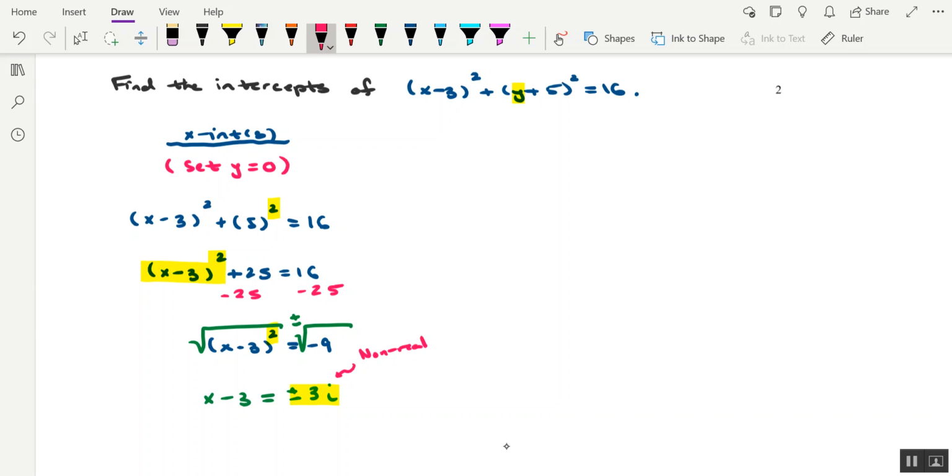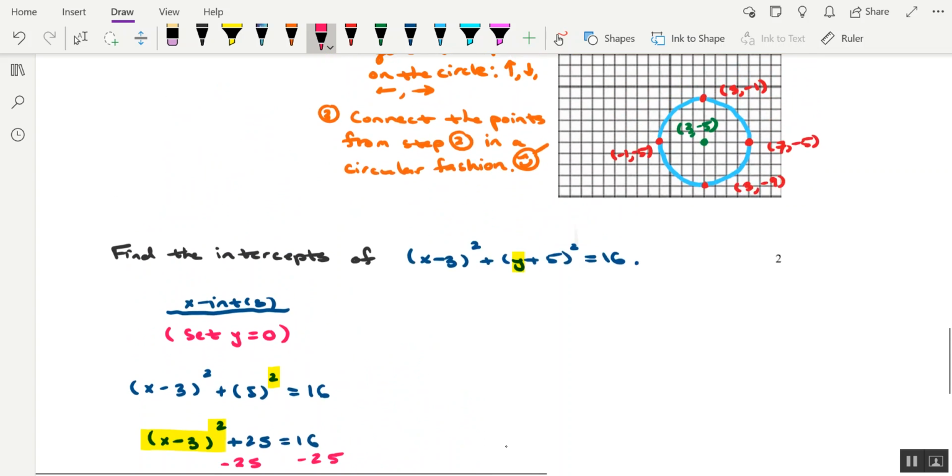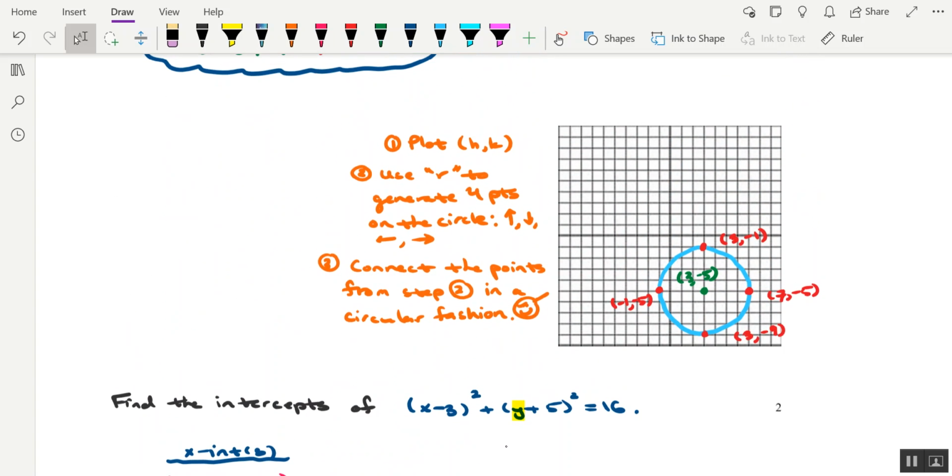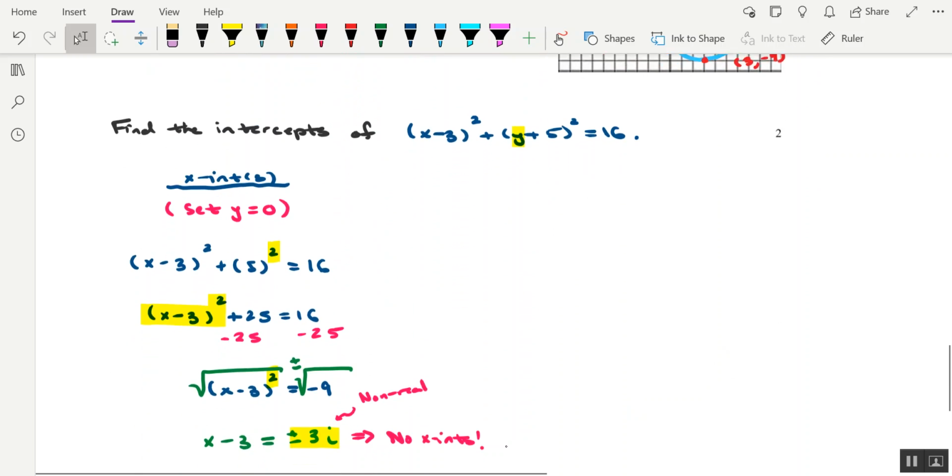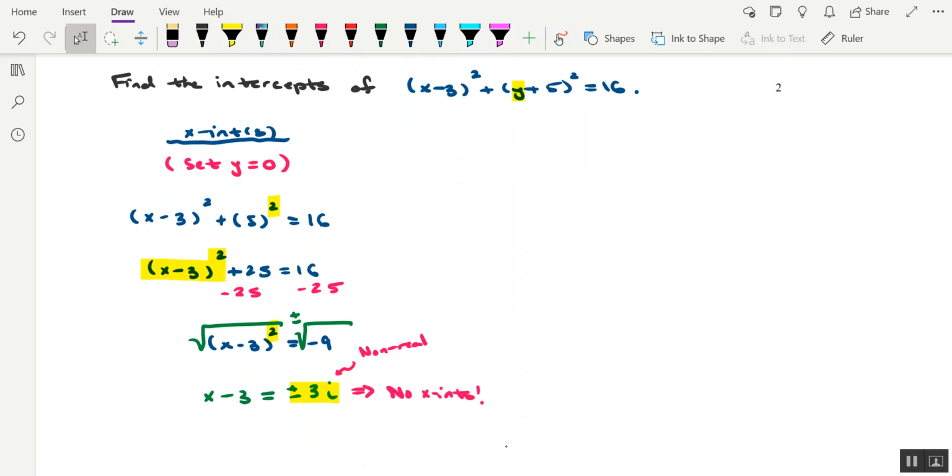So what do we conclude based on this information? Well, the fact that we're getting non-real numbers when we go to solve this equation means that there are no x-intercepts. And if we look back at the graph from the last video, that should make sense because our circle has no intersection with the x-axis whatsoever when we plot it in the coordinate plane. So this is more or less algebraic verification of that fact.